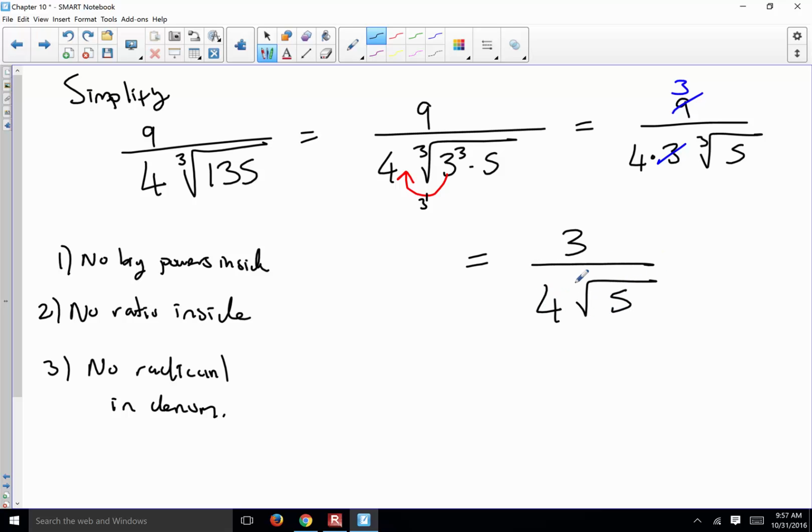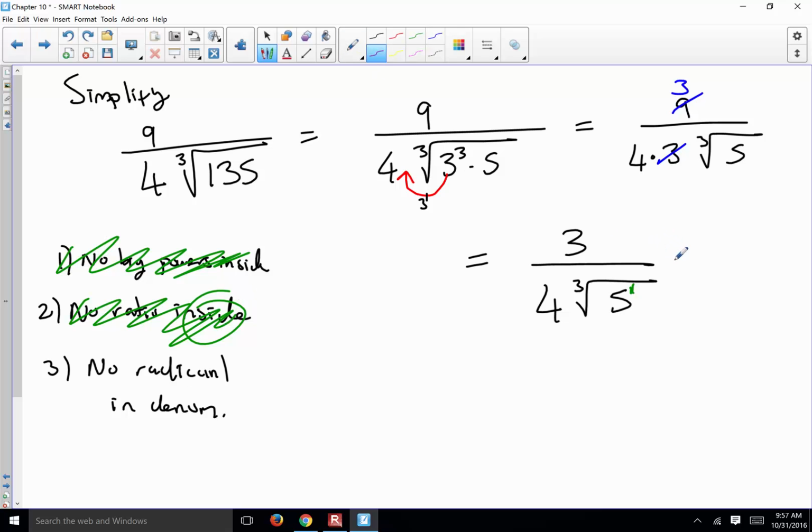Now let's do a requirement check. Do you see any big powers inside now? Do you? I see only power of 1. No. Do you see there is only one radical? Do you see any ratio inside this radical? This is the radical, and I checked inside. Here is the inside, no ratio. Great.